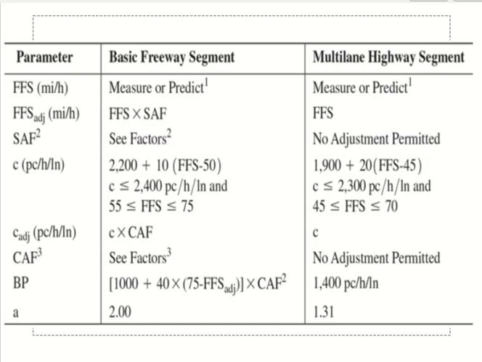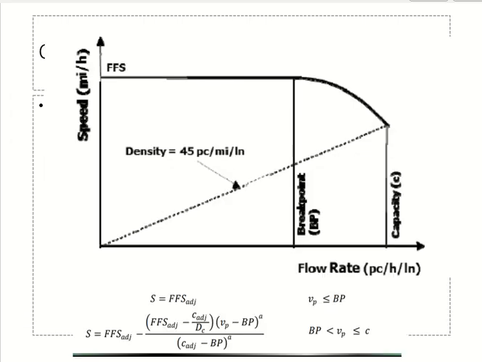So if you look at the breakpoint, it's 1400. If you look at VP, up and down, both are more than that. That means no free flow. So I have to find out the speed. From where do I find out the speed? We have an equation, and the equation is here.